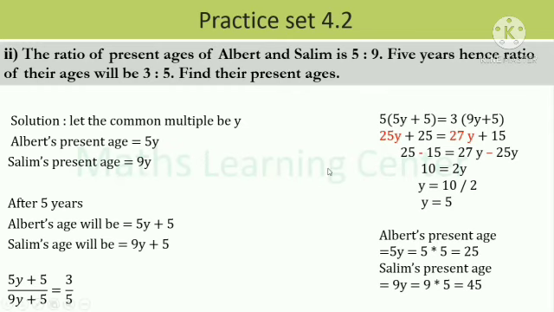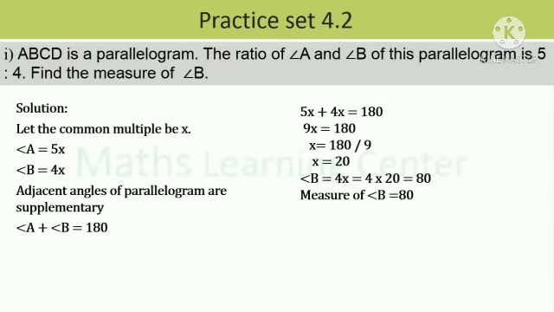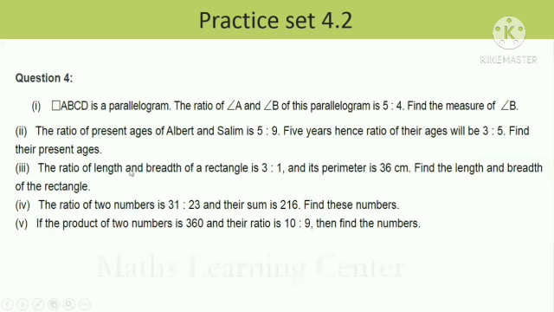Now see the third question. Okay, the third question we have skipped for homework, where you can see the ratio of length and breadth of a rectangle is given, that is 3 is to 1. Take the common multiple again and apply the perimeter formula for a rectangle. You know what the perimeter of a rectangle is. Put the values of length and breadth in that, equal to 36 you can take, and after that you can find the dimensions, that is the length and breadth of the rectangle.